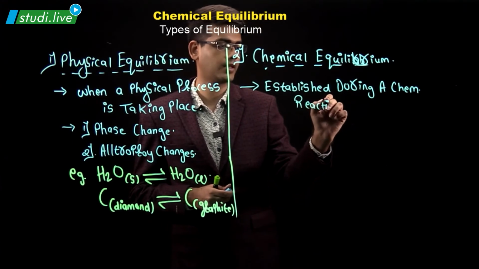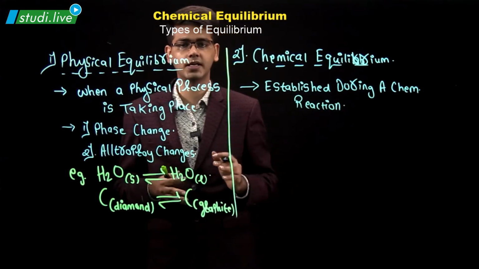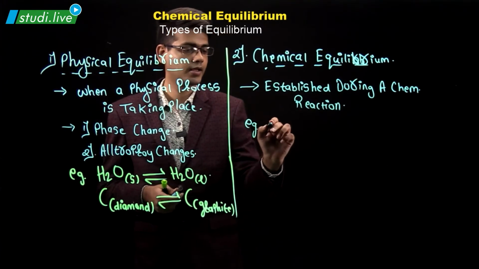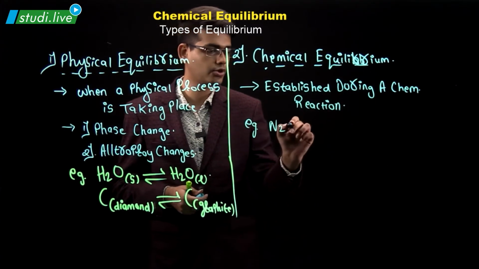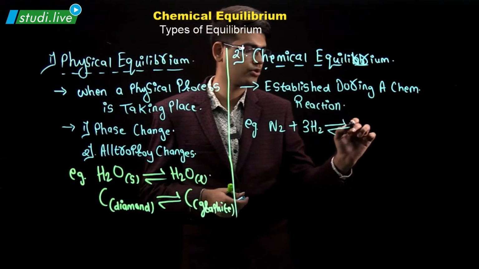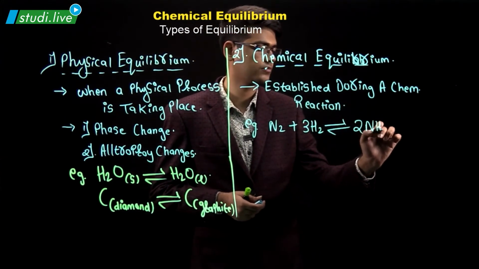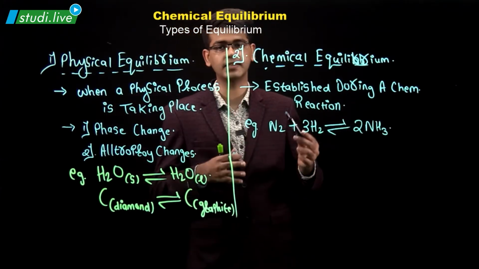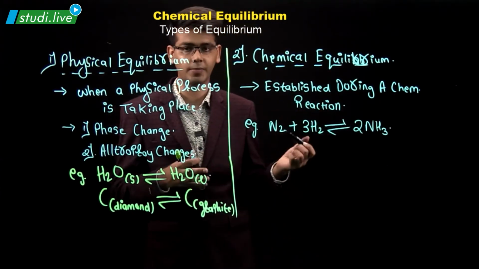We can take some examples, and we have also seen the conditions in the previous video. Some examples which we can take is during the Haber's process, that is N2 plus 3H2 gives 2NH3. This is an example of equilibrium reaction. More specifically, it is an example of chemical equilibrium for Haber's process.